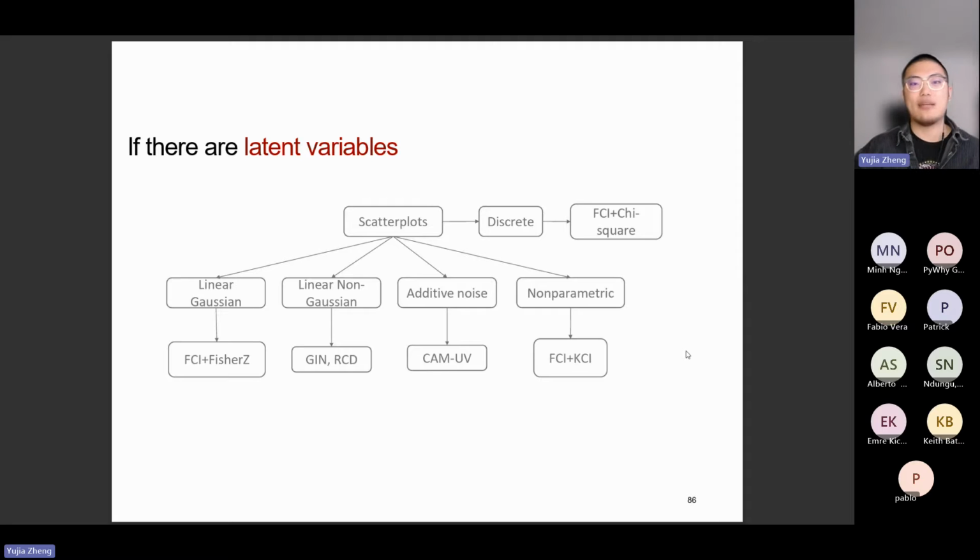However, even if we have some latent variables, we can do a similar thing, right? We do a scatter plot first, and if it's discrete, we just use FCI plus chi-square. So compared to the observed case, we just replace PC with its extended version for latent variables, which is called FCI, and then everything will be fine. Similarly, for linear Gaussian cases, we just replace the test with Fisher Z. And then for linear non-Gaussian cases, we can use generalized independent noise, or we can use the latent variable version of LiNGAM, called RCD, from Shohei Shimizu's team.